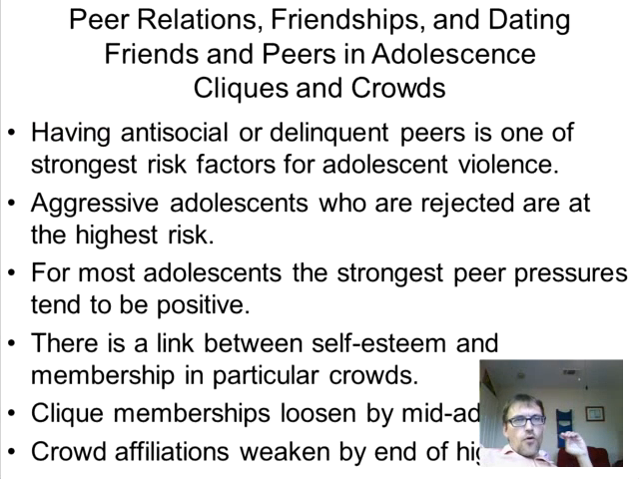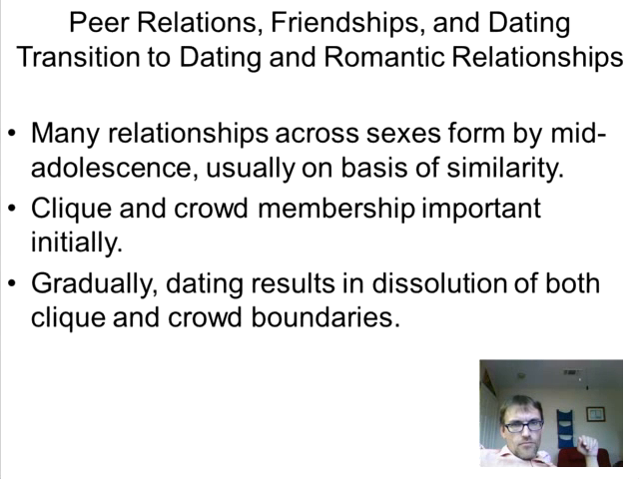We've seen this before. Having antisocial or delinquent peers is one of the strongest risk factors for adolescent violence. Aggressive adolescents who are rejected. Peer pressure tends to be positive for most. Okay, good. Self-esteem is related to which groups you're in. Okay, and those things go away at some point.